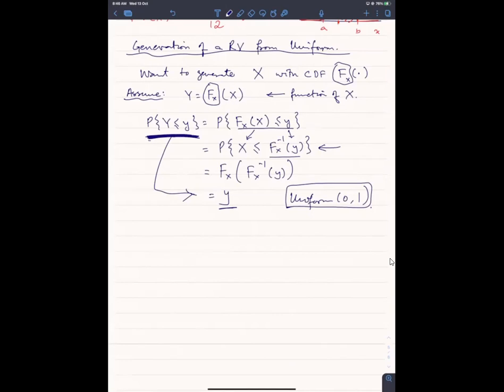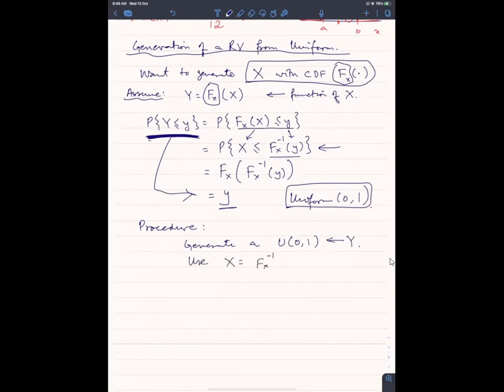Okay. So now how do we generate a random variable X with CDF Fx? First, the procedure is: generate a uniform(0,1) variable Y, and then use X = Fx inverse of Y to get the desired X. Desired X means a random variable X with that density function, with that CDF that you wanted. There is an example given in the notes, kindly do take a look at it.